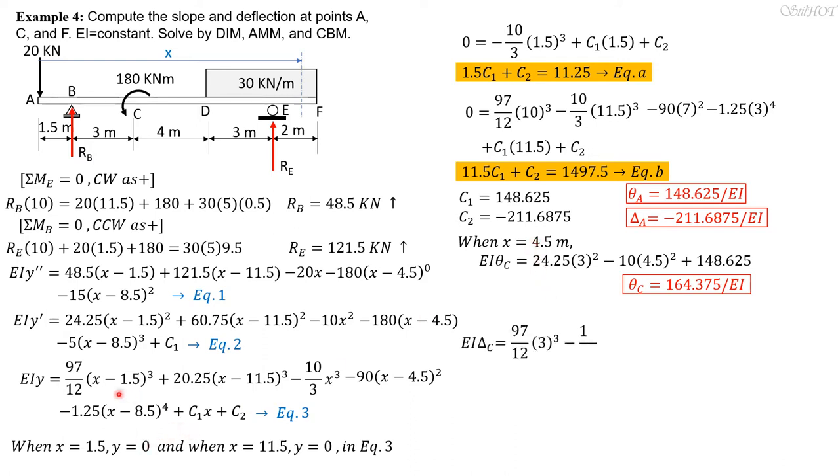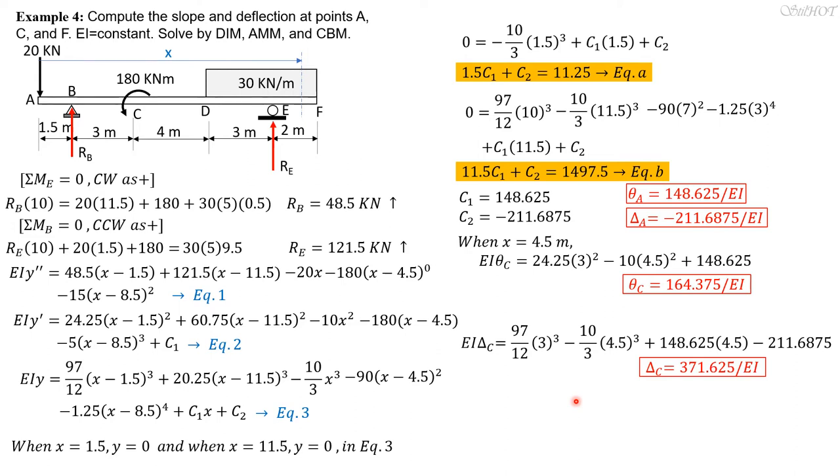When x is 4.5 in equation 3, we have 97 over 12 times 3 cubed, then ignore, minus 10 over 3 times 4.5 cubed, ignore, then plus c sub 1, which is 148.625 times 4.5, and plus c sub 2, which is negative 211.6875. So we can now compute delta C. Delta C is equal to 371.625 over EI, and it is positive.